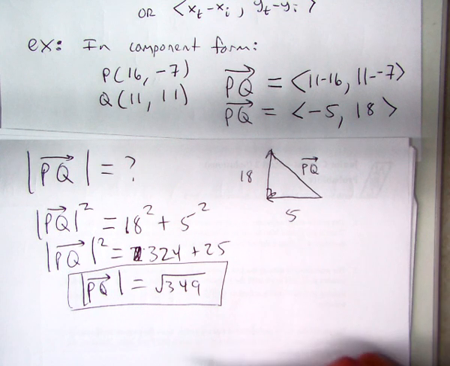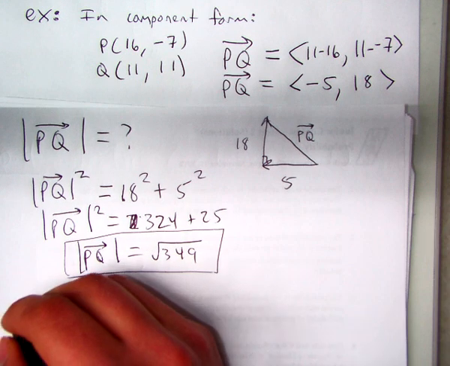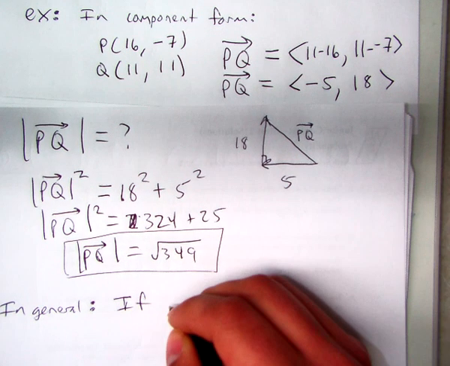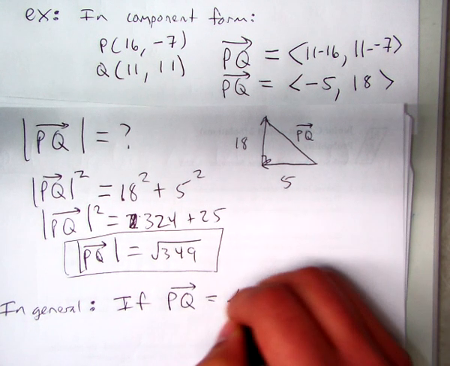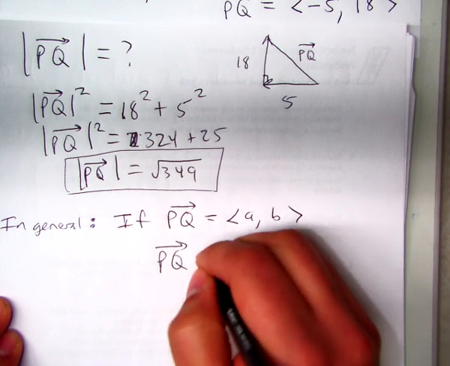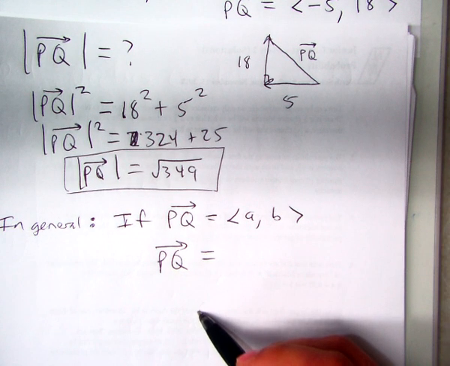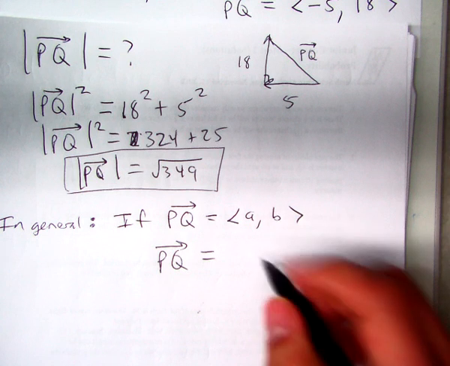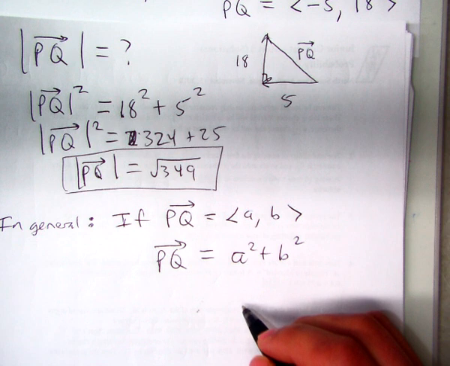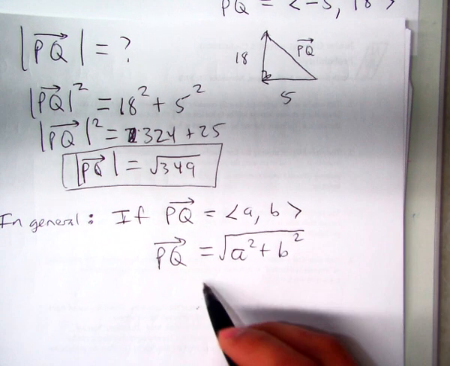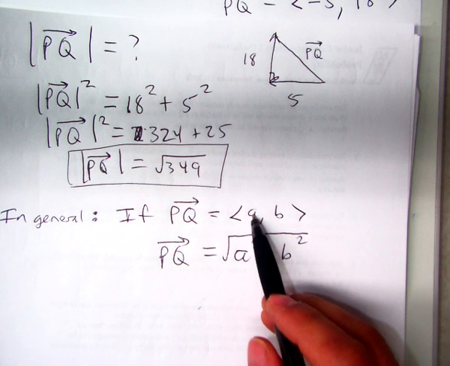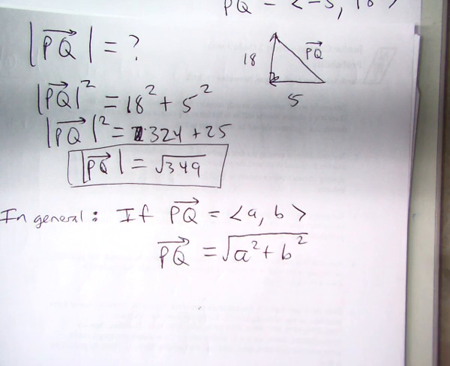Now we're going to introduce a shortcut. Okay? In general, if PQ has components A, B, what is the magnitude going to be? What did we do essentially? So we did A squared plus B squared, and then what? And how did we find our answer? Square root. So all this is saying now is instead of drawing out the pictures and doing distance formula, if you have the vectors in component form, you just do the square of the horizontal plus the square of the vertical and then take the square root. Okay?